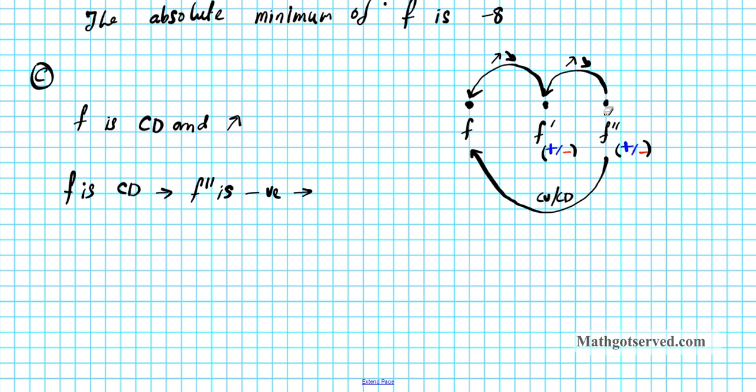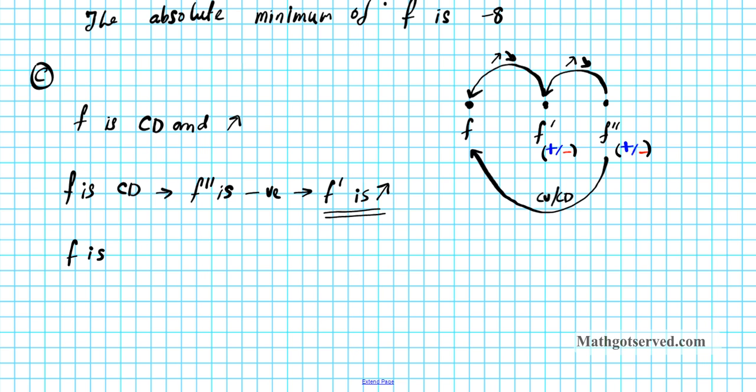F double prime is negative, and if f double prime is negative, we can use our step back here. F double prime is negative, that means f prime is increasing. Okay? Remember the sign tells you if the function taking a step back is increasing or decreasing. Okay, so this is the first condition. We have to look for where f prime is increasing, since we're given the graph of f.